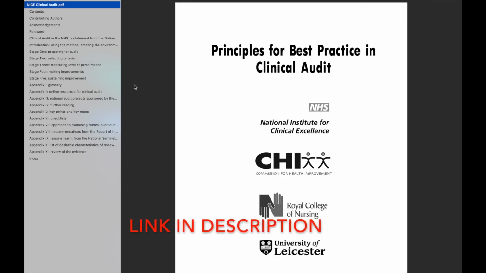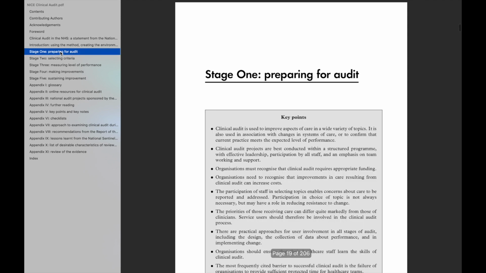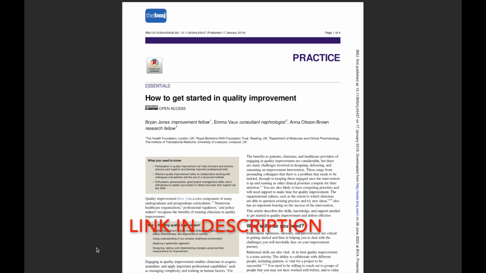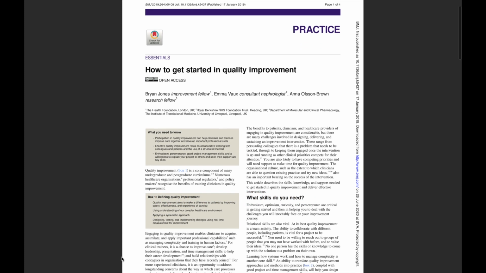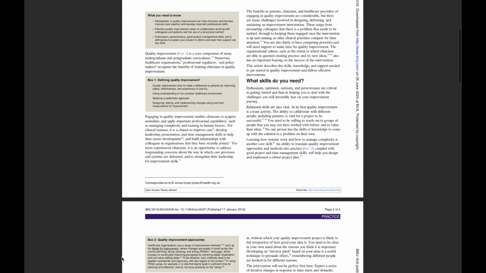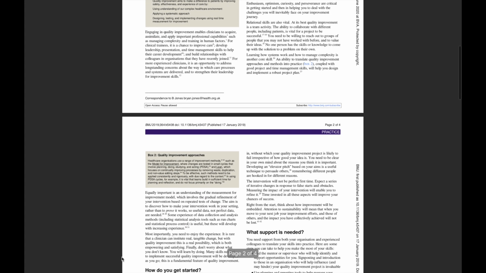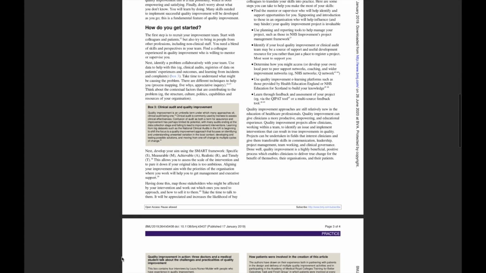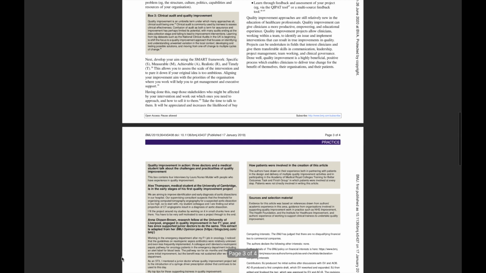If you want to read more or plan an audit yourself, I would recommend going through the NICE manual on best practice in clinical audit. It has sections explaining each step of the audit and further resources that I found quite useful. A side note about quality improvement projects, which is a broad term and was quite perplexing for me when I started. This article in BMJ is a good place to begin if you want to figure out what a QIP is and how to do one.